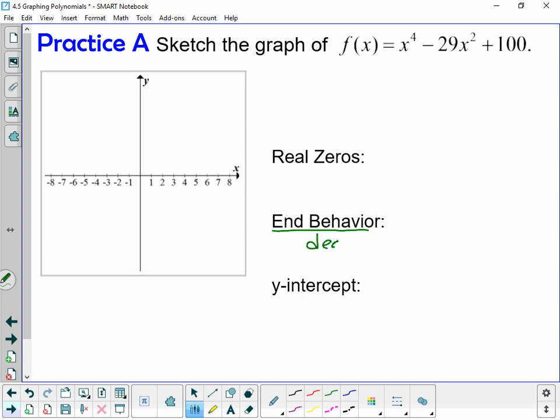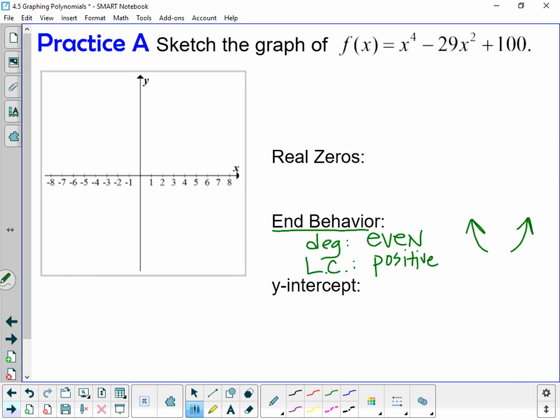The degree of this function is 4, so that is an even number. And the leading coefficient of this function is just 1, so that is a positive number. So the degree is even, the leading coefficient is positive. That tells me when we sketch it that both ends are going to go up towards positive infinity.